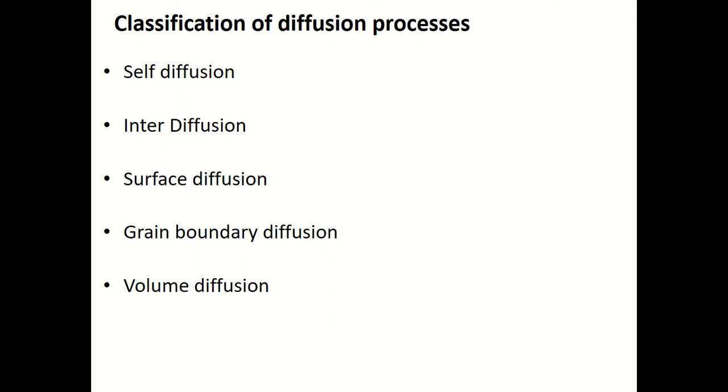So self-diffusion we can define like this: if a solid is composed of a single element, or if it is a pure metal, the moving atom and also the atoms of the solid medium through which the movement takes place are of the same chemical element. Hence, that diffusion is termed self-diffusion. Interdiffusion, as I told you before, takes place in metal alloys, whereby atoms of one metal diffuse into another.